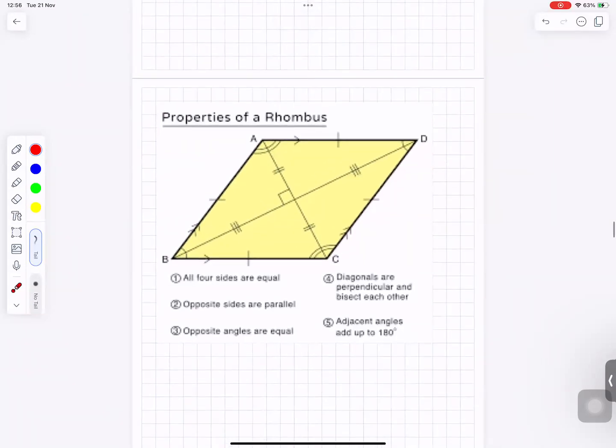So there's some information about a rhombus. All 4 sides are equal. So if these 2 sides are equal, that means it's a rhombus. Opposite sides are parallel. Opposite angles are equal. Diagonals are perpendicular and bisect each other. That's 90 degrees there. And adjacent angles add up to 180. This angle and this angle add up to 180. These two.